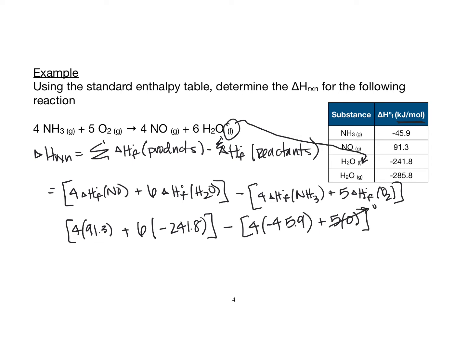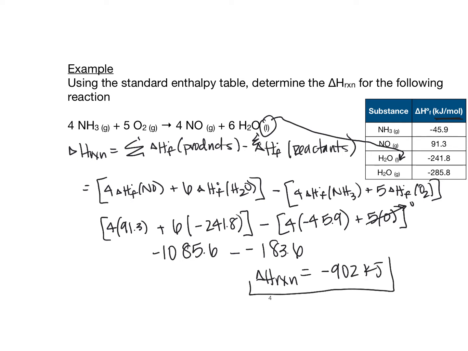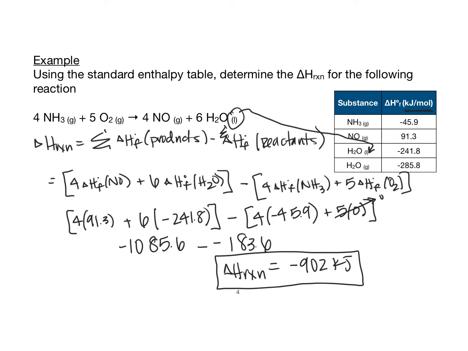We can plug these values in, and we get negative 1085.6 minus a negative 183.6. And so the delta H reaction is going to be equal to negative 902 kilojoules. So for these types of calculations, you'd be provided a table or access to a table, and then we can calculate delta H reaction for the following things based on the delta H values provided. So let's look at another example.